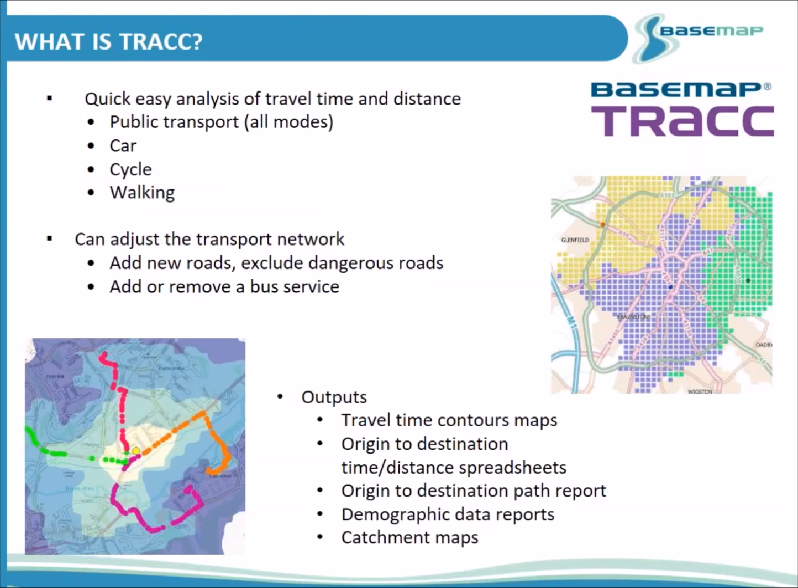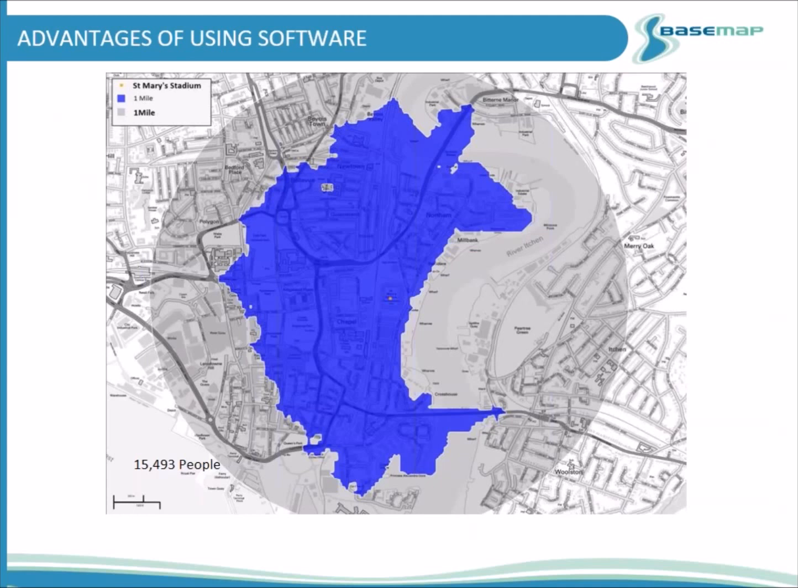So when we use all this with TRACC and using all the lovely free data that you get, such as footpath data from Ordnance Survey, you can then see what a mile actually looks like. Here we can see that a mile is now covered by the blue area, representing just over 15,000 people, so about a third of those covered by the straight line distance. And now you can see the natural barrier of the River Itchen kicking in, stopping people being able to walk across these natural barriers at the moment.